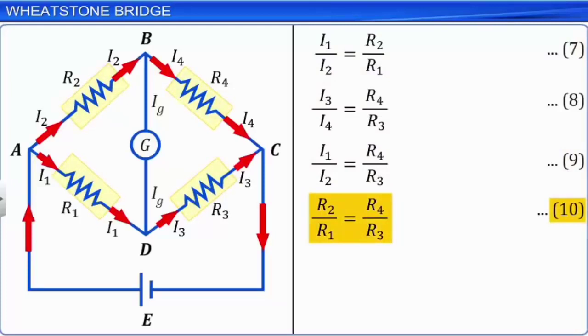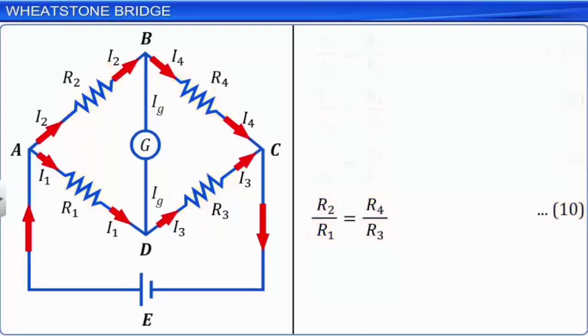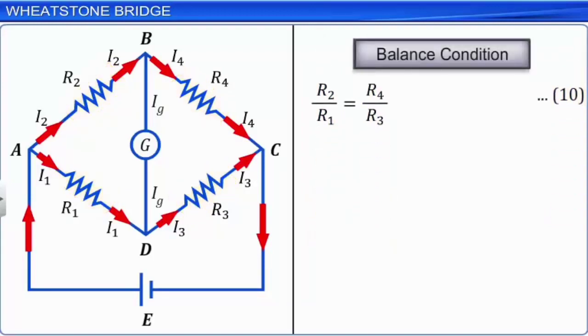The application of this balance condition is a practical method to determine an unknown resistance. Let us assume that R4 is the unknown resistance. R1 and R2 are known resistances. We gradually change the value of R3 till the galvanometer shows null deflection. The bridge now is in balanced condition and we can apply equation 10.